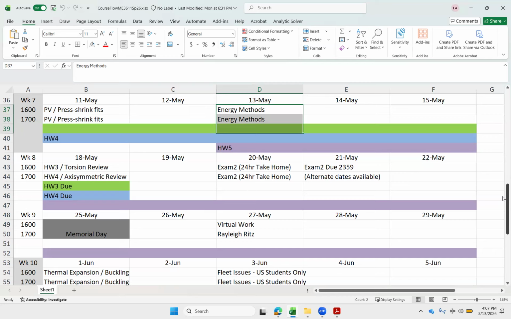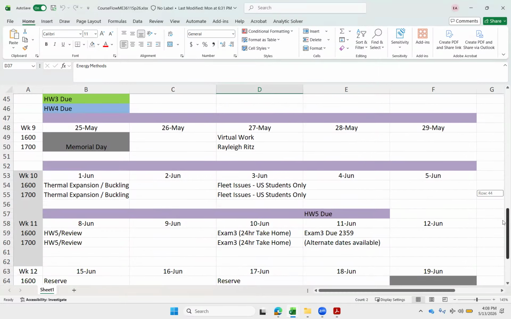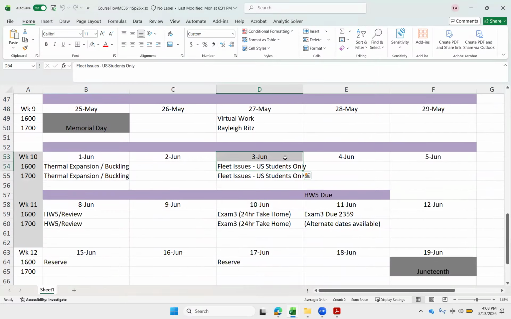Then in our last main full week of class, we're going to talk about thermal expansion. So that alpha delta T that we touched on back in the strain chapter. And if we don't allow expansion relief, what kind of loads does it build up? Also, how much temperature change does it take to cause buckling? So we'll look at mechanical and thermal buckling. We'll do a little fleet issues where we'll touch on some current and near past issues affecting the fleet that relate directly back to our topics.